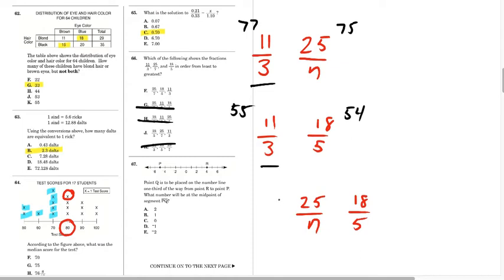25 times 5 is 125. 18 times 7 is, what is 18 times 7? 126. So this one is bigger. So 18 over 5 is going to be in the middle, which happens to be answer F. So 66 is going to be F. All right, so we're going from least to greatest. All right, let's clear the screen here.